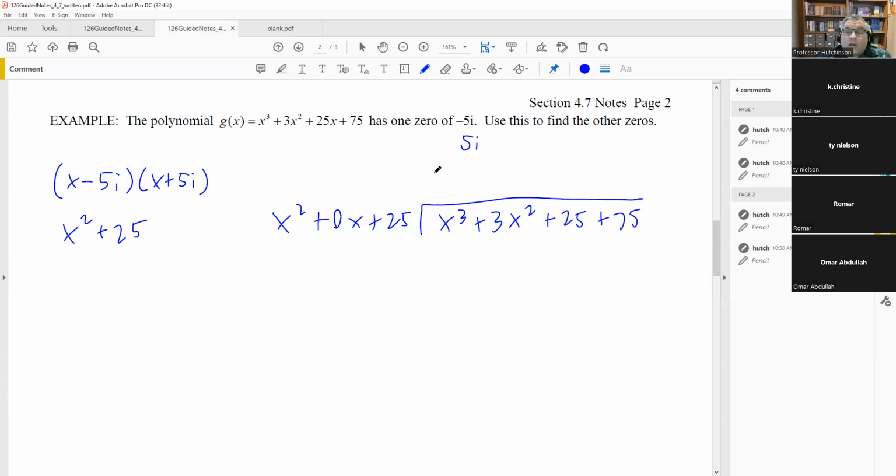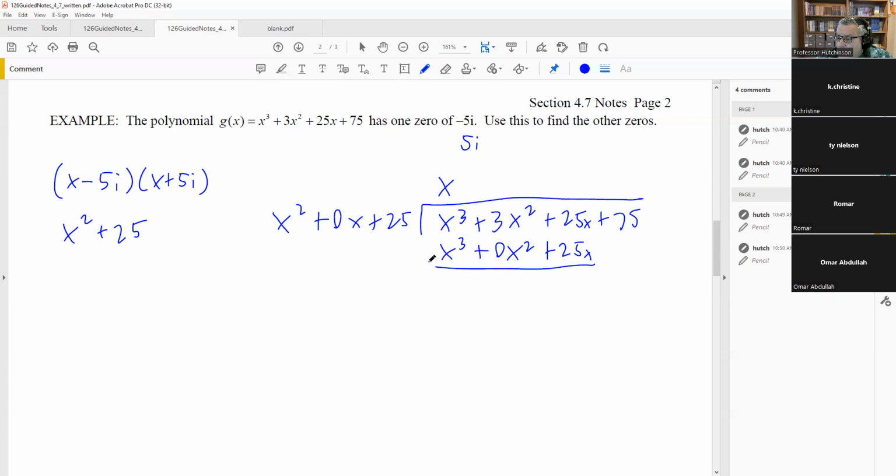Whatever I get up on top here, I can then set equal to 0 to get the other answer. So I already know 2 zeros, -5i and 5i, but I'll use this long division to figure out what the remaining one is. So x cubed divided by x squared gives me just an x. X times all this, I get x cubed plus 0x squared plus 25x. There's an x up here that I forgot as well.